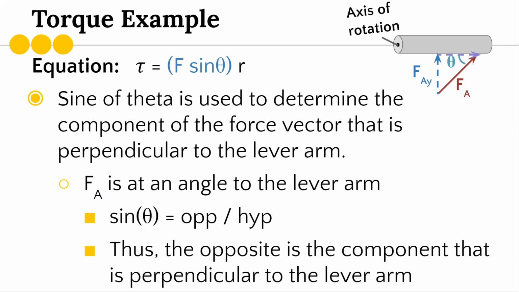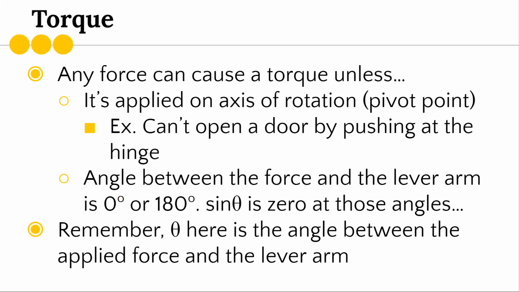All right, so any force can cause a torque unless there are a couple of things that aren't going to cause rotation, and that is if you apply that force at your axis of rotation. If you try to open my door and you push at the door hinge, which on this door over here is all the way to the left of the door, you're not going to open the door. You can't push at the door hinge. If you do that, you're not going to cause any rotation because you're pushing at the pivot point.